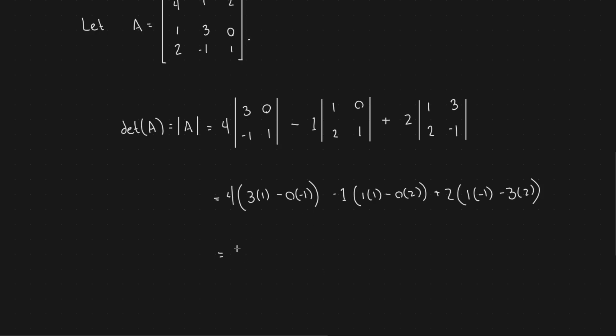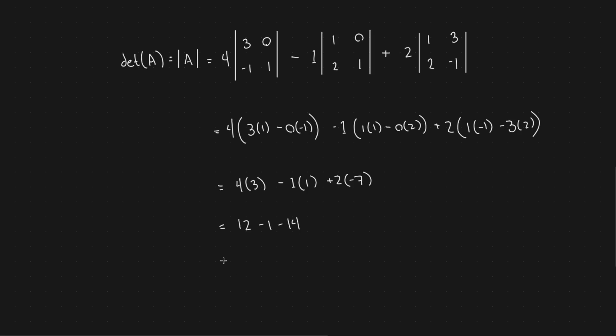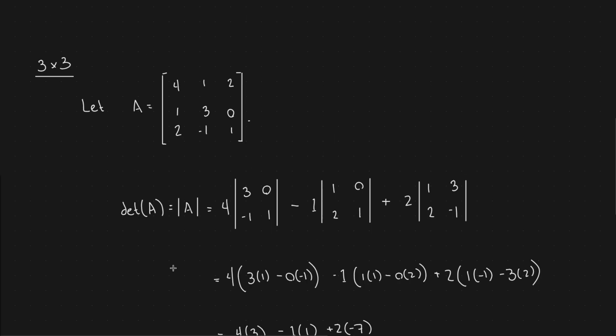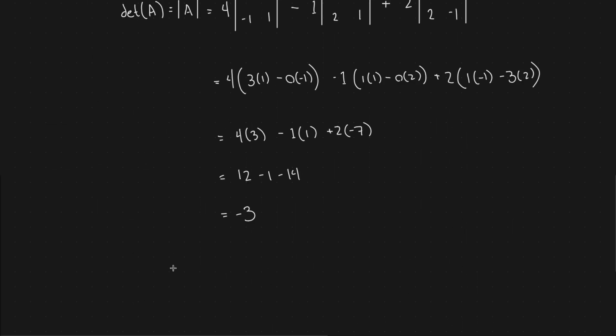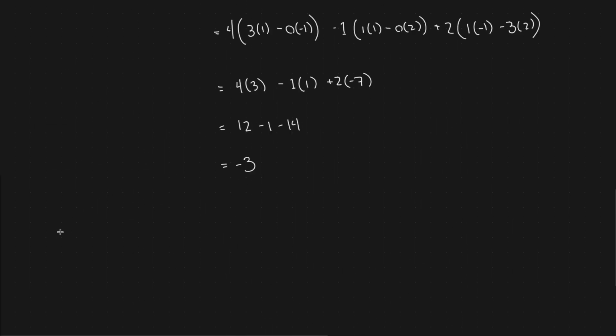Okay, so we'll have 4 times 3 minus 1 times 1 plus 2 times -1 minus 6 is -7. So I have 12 minus 1 minus 14, and I get -3. That's the determinant of this 3x3 matrix. Now we could continue doing this. So 4x4, I'm not going to do it now, but later on I will show you.